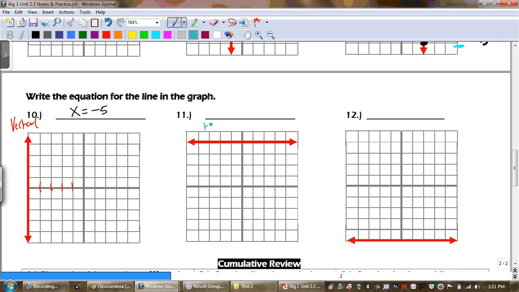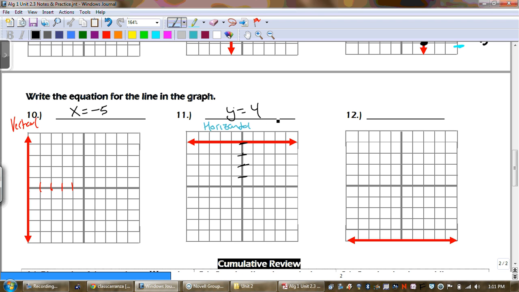And that's the shortcut to these. It's like number 11. Number 11, I know it's horizontal. Okay, and from our definition on the other side, we know that a horizontal line is a y equals graph. Okay, and it's at 1, 2, 3, 4.